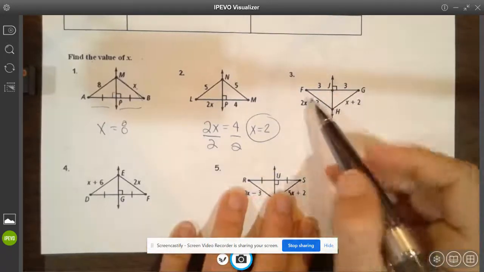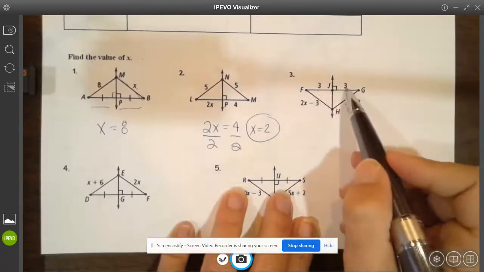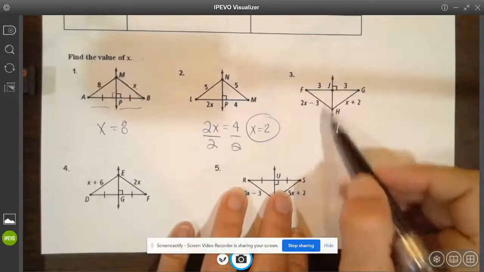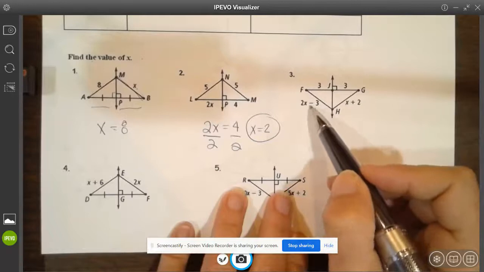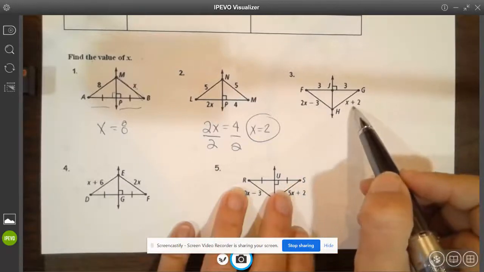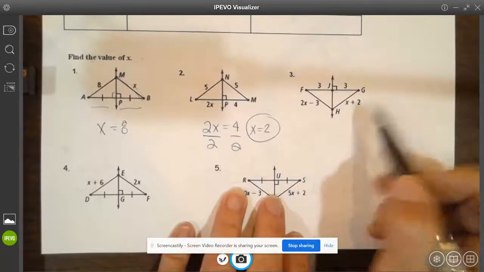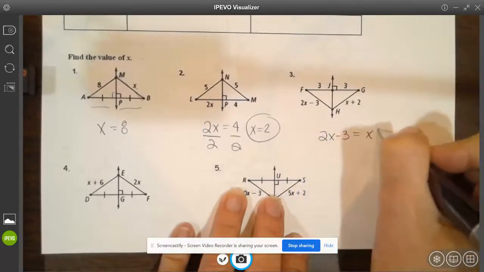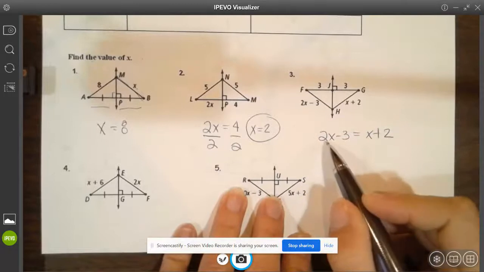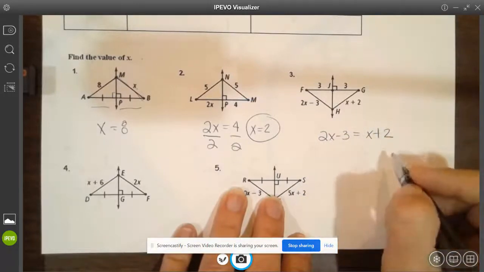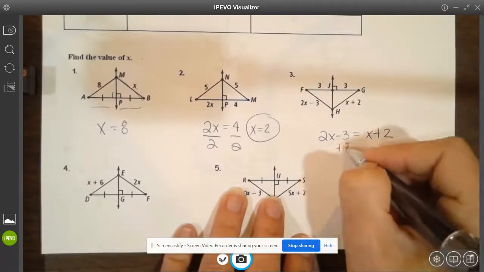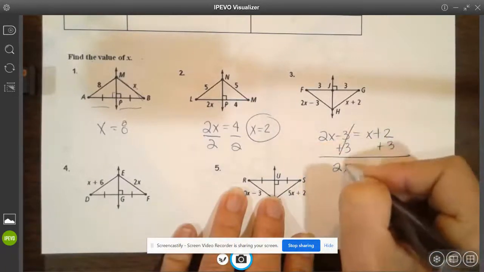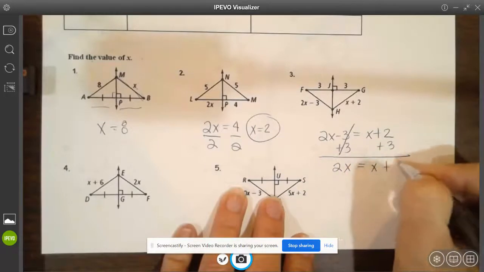Right here is the same thing. This is the same as this, so it's 3 and 3. Now we know that because this is a perpendicular bisector, this side is going to be equal to this side. So we're going to set them equal to each other. That would be 2x minus 3 equals x plus 2. Then we combine like terms and solve for x. We add 3 to both sides, that goes away, and 2x equals x plus 5.